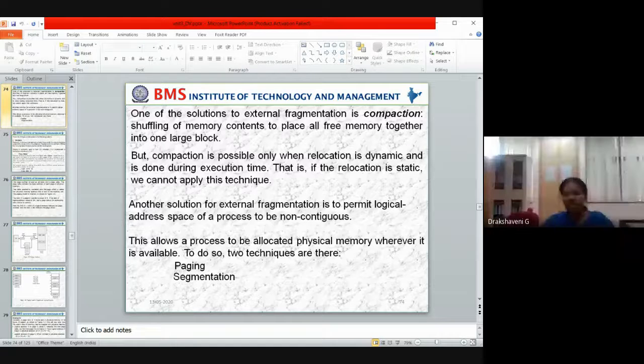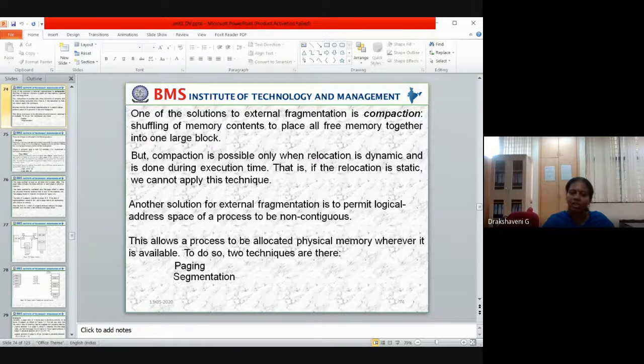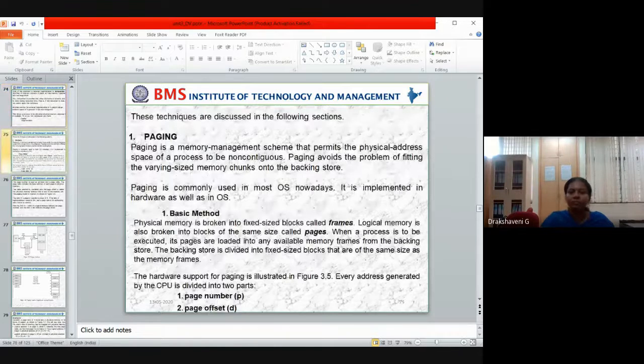Another solution for external fragmentation is to permit the logical address space of a process to be non-contiguous. Non-contiguous means it is not continuous, so it will be difficult. To solve this problem, we have 2 more options. This allows a process to be allocated physical memory whenever it is available. To do so, 2 techniques are there. One is paging and another one is segmentation. So then what is paging? These techniques are discussed in the following section.